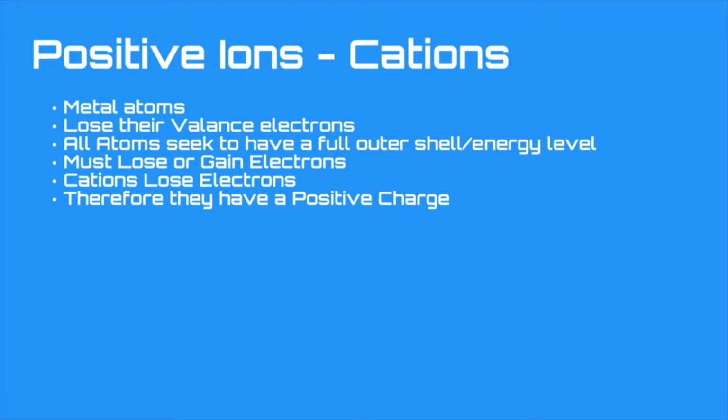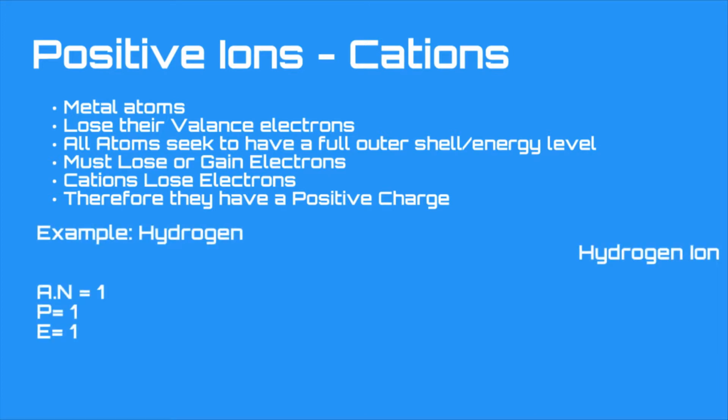But what does this mean and what does it look like? Well, here's an example. Hydrogen. Hydrogen has an atomic number of 1. Therefore, it has 1 proton and 1 electron. That also means it has 1 positive charge and 1 negative charge. If hydrogen wanted to fulfill a full outer shell, it is easier for it to get rid of its electron. We would write hydrogen like this, the symbol, capital H, and a plus sign in the top right-hand corner of it.